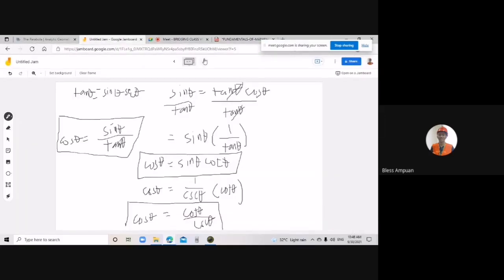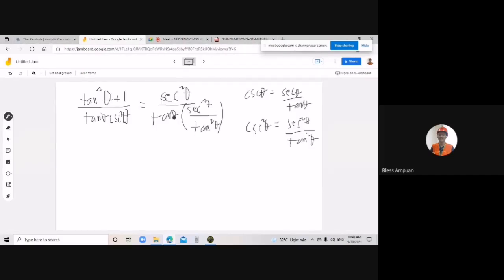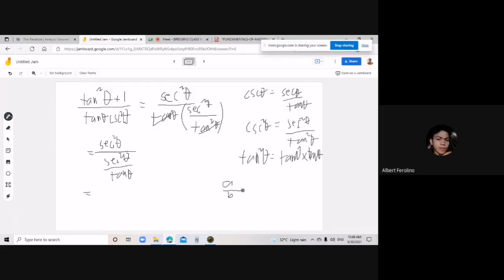Now, what we need is to simplify. So tangent theta will be cancelled. One of them disappears, because tangent squared theta is equal to tangent theta times tangent theta. Cancel it, and this is what remains. So overall, we could say that secant squared theta over secant squared theta over tangent theta. Now, if you are going to transform the operation from division to multiplication, if we have a over b, reciprocal.